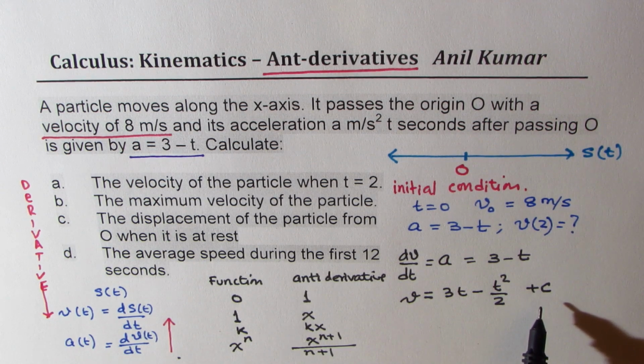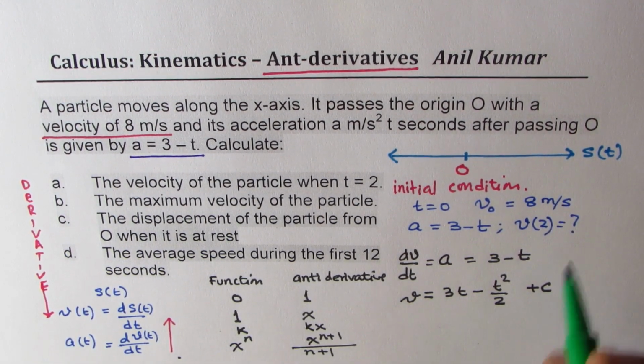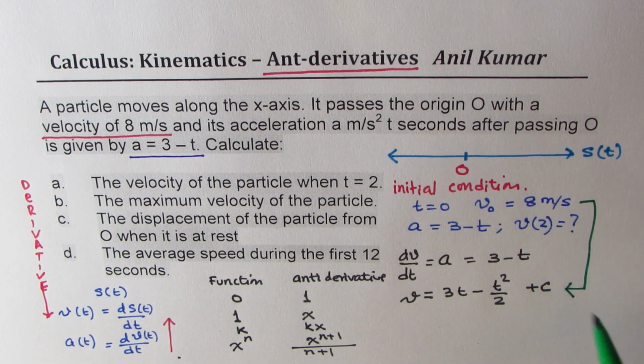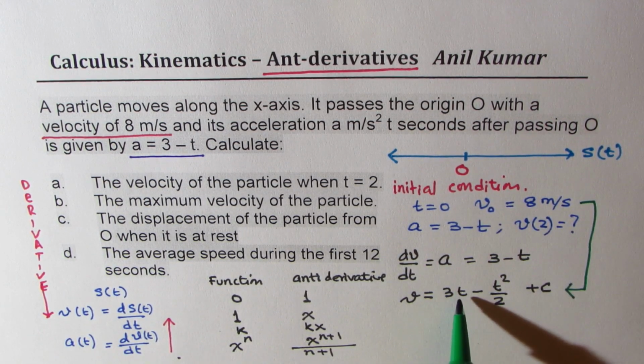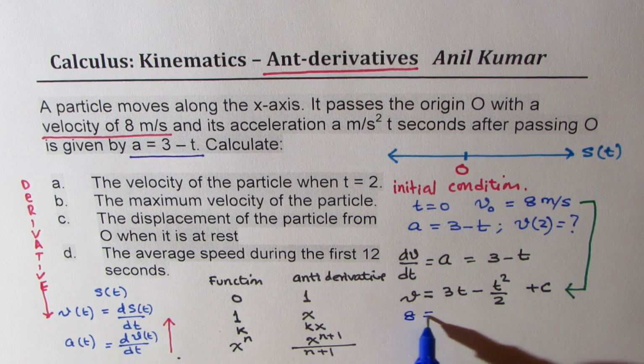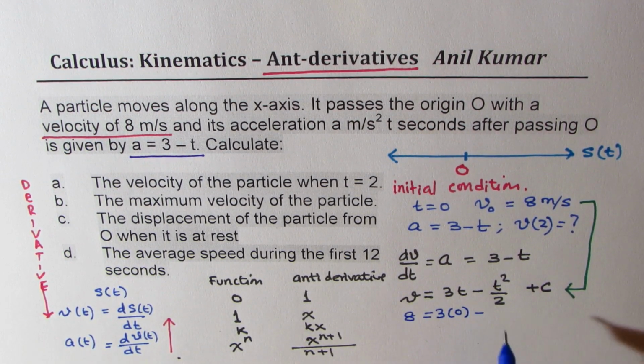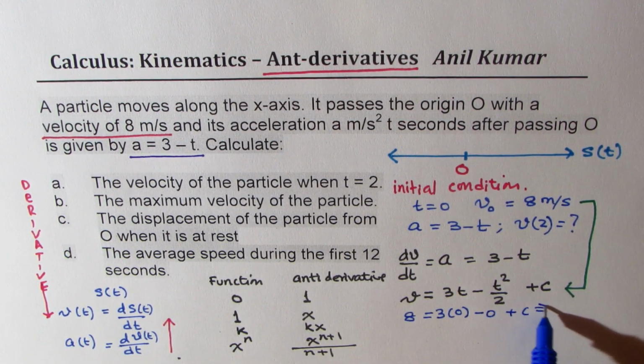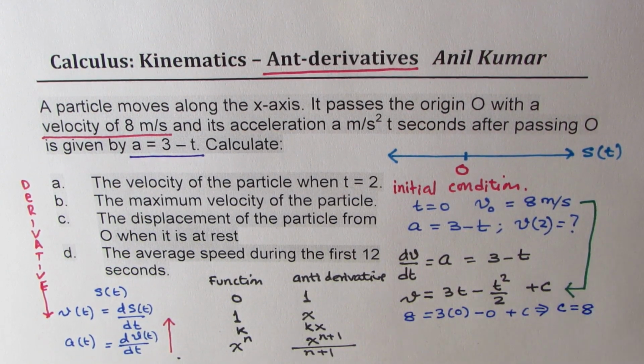So the idea here is to find c from the initial condition. We know when t is 0, velocity is 8. So substituting this condition, we get 8 equals 3 times 0 minus 0 plus c, and that gives you the value of c as equal to 8. You get the idea, correct? So from here, we get the velocity function, which equals 3t minus t squared over 2 plus 8.